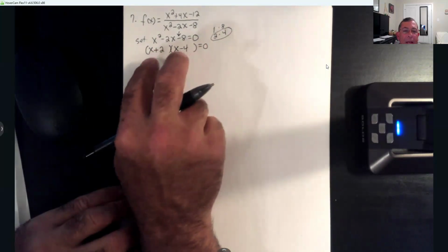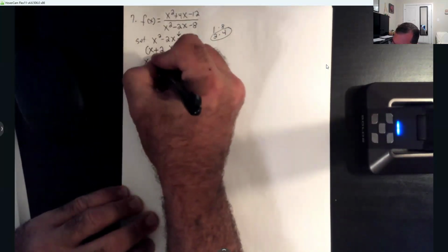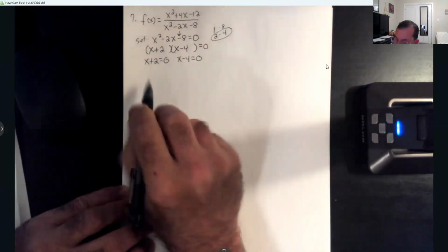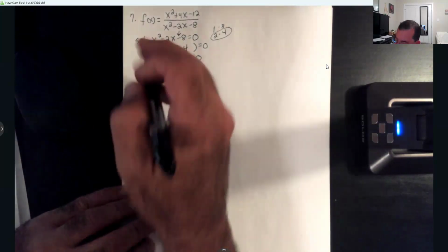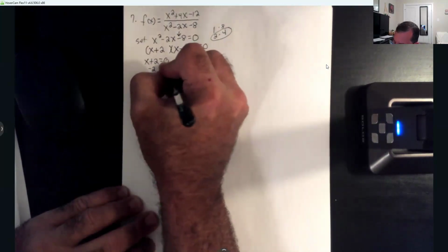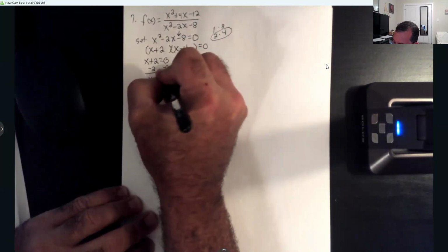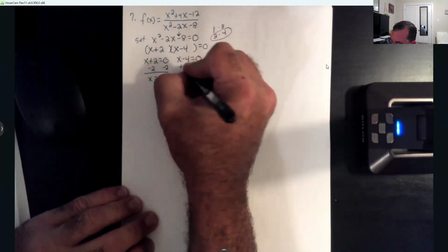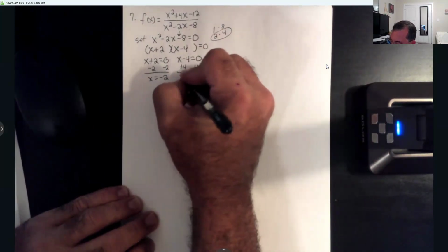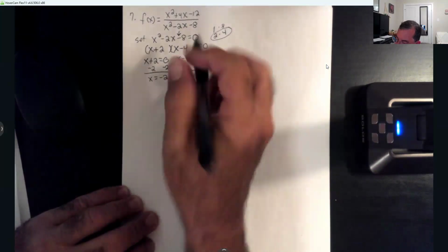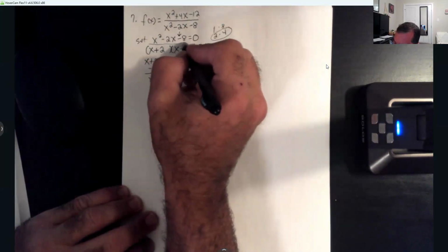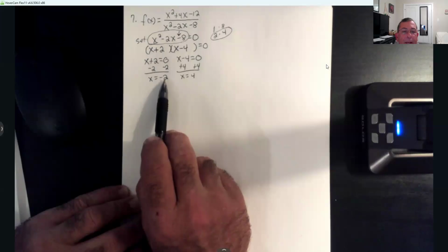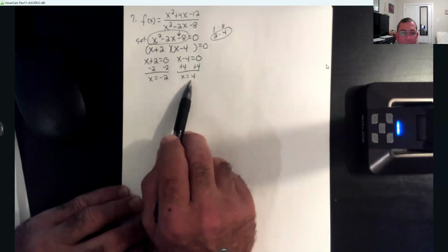All right, it's factored, so now set both these equal to 0. All right, y'all, so the first one I'm going to subtract 2. And then the second one, I'm going to add 4. So y'all, if I graph this right here in y equals, my x-intercepts would be -2 and +4, okay?